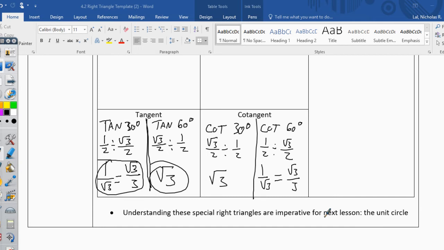Get 1 over square root of 3. So the opposite side of 30 is 1/2. The adjacent is root 3 over 2. So you have 1/2 divided by root 3 over 2, which is equal to 1/2 times 2 over root 3. When you divide fractions, you can multiply and switch the numerator and denominator.